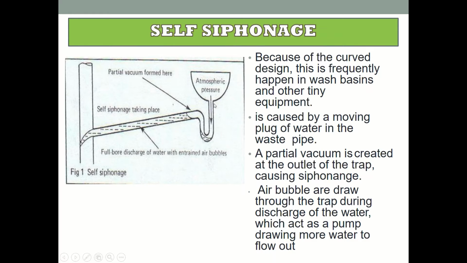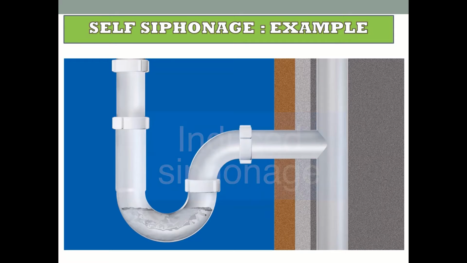Because of the curved design, this frequently happens in wash basin and other tiny equipment. It's caused by a moving plug of water in a waste pipe. A partial vacuum is created at the outlet of the trap, causing siphonage. Air bubbles are drawn through the trap during discharge of the water, which act as a pump, drawing more water to flow out. So, to make all of you more understand about this, I will show you some video.